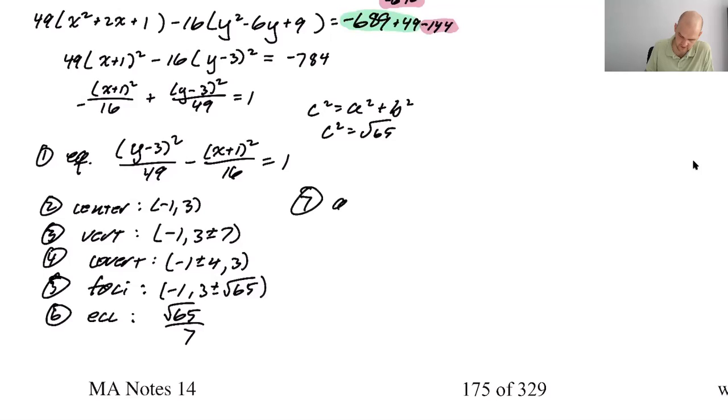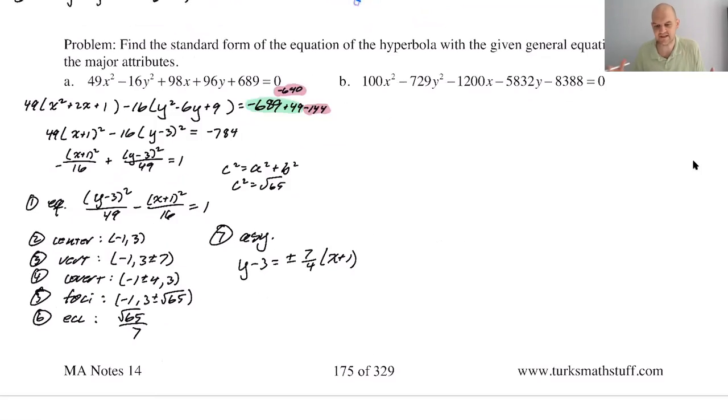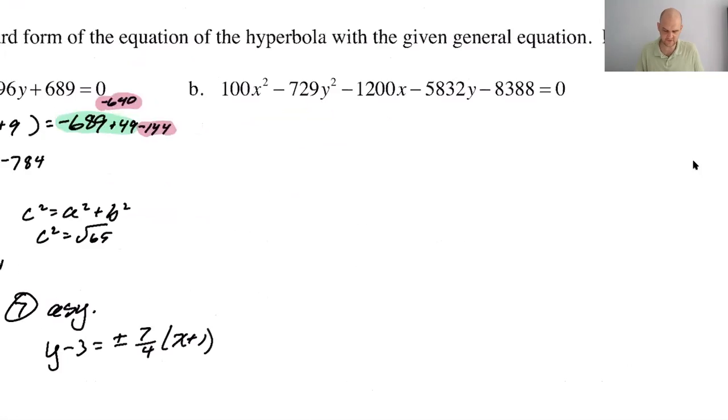And then asymptotes, going to be change this to a 0, change this to an equal, bring this across, 49 over 16, square root plus or minus 7 over 4. So y minus 3 is plus or minus 7/4 x plus 1. There you go, 7 things. Nice. All right, let's try the next one.